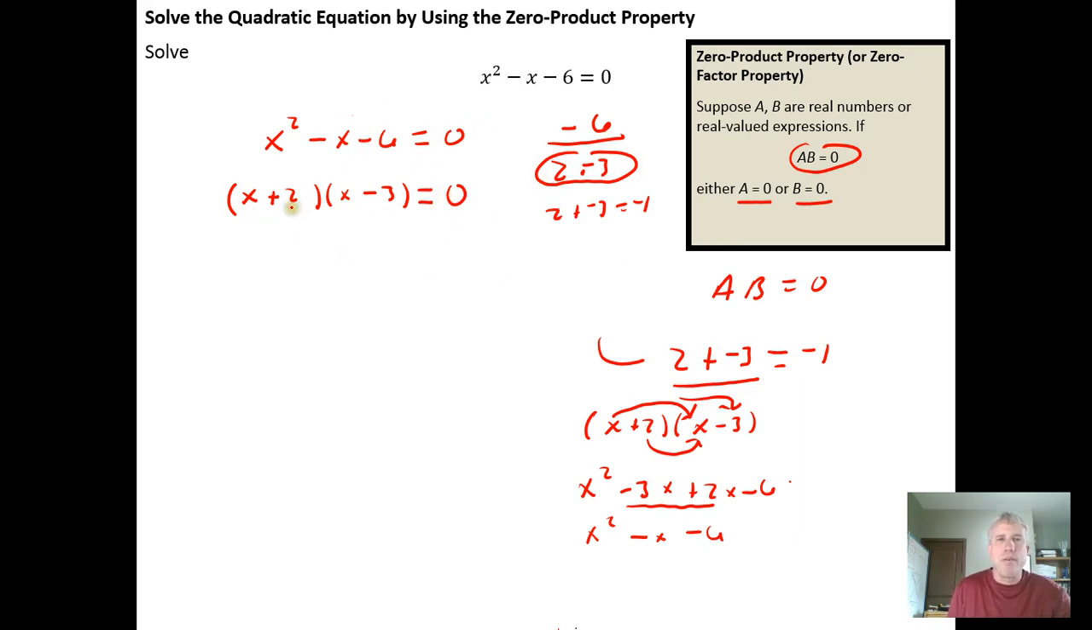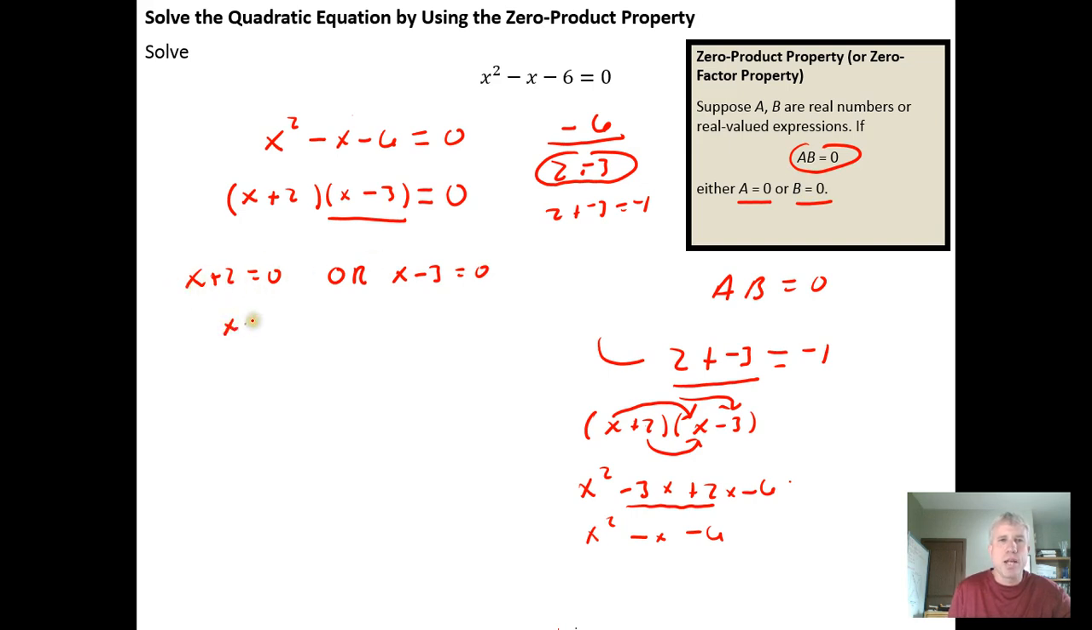Once you get it to the factored step, you apply the zero product property. Say, hey, I have two things multiplied equaling 0, so either this first thing, x plus 2, is equal to 0, or the second thing, either that is equal to 0, so x minus 3 equals 0. And now I have two linear equations in a single variable, so I'll solve them.